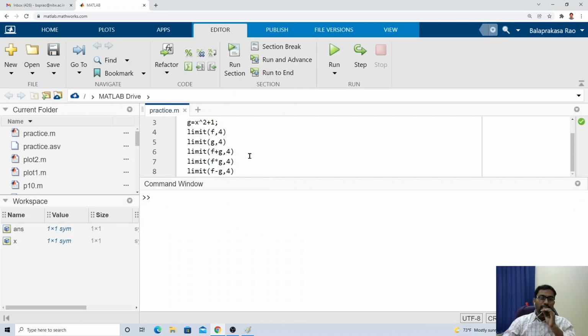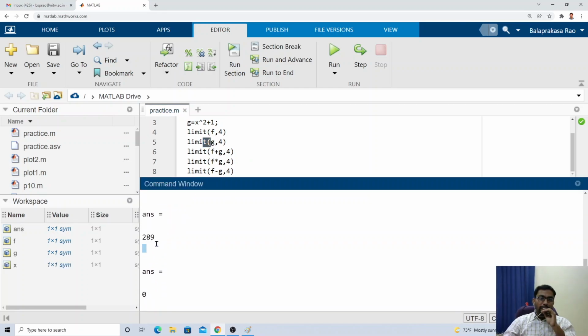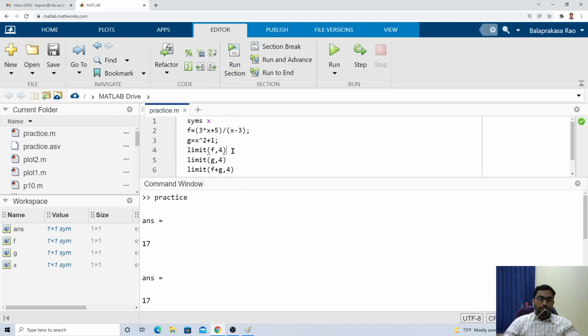You can check the results. You see, this is the first result, second result. So what is the first result? The limit of f as x tends to 4, what is the result? The result is 17. Right? This is 17. No, this is only f g. Yeah, this is also 17.